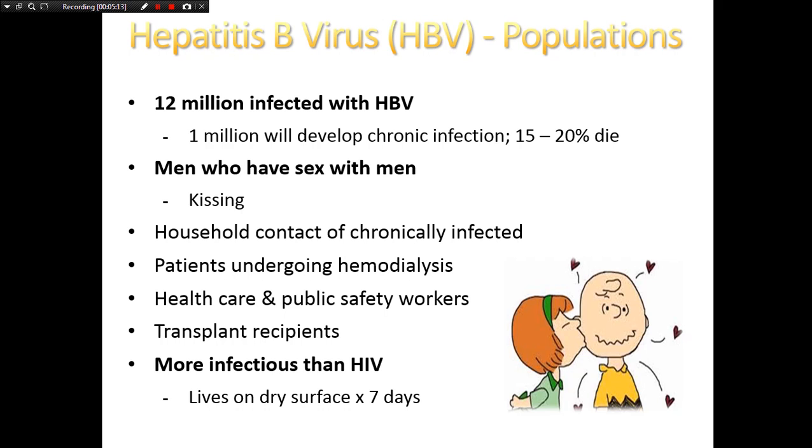Some of the high-risk populations that can acquire hepatitis B: sexual intercourse, even kissing, anything where saliva or body secretions can be exchanged. Household contacts of chronically infected patients. Hemodialysis patients are high risk as well, most likely because their immune system is suppressed, so they could acquire an acute infection and then very easily progress to a chronic state. Also any healthcare and public safety workers, and transplant recipients. A key point to know is that hepatitis B is much more infectious than HIV, as it lives on a dry surface for more than 7 days.